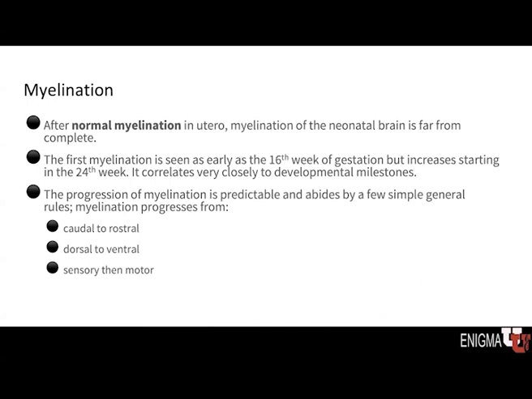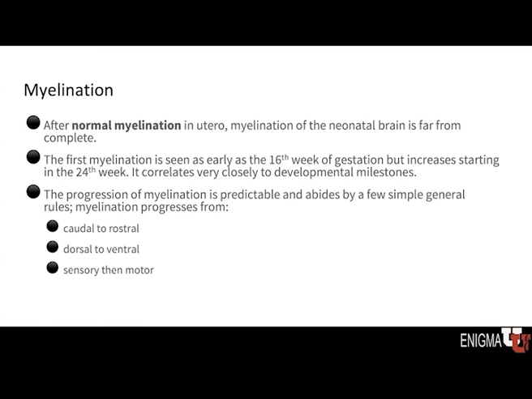Now, the cortex develops in a characteristic fashion, back to front, top to bottom, sensory, then motor. And there's also a characteristic pattern for myelination to occur. We know that myelination starts in utero prior to birth, but even at birth, myelination of the brain is far from complete. We do see this myelination starting at about the 16th week of gestation, but it really starts to increase in week 24. And it also corresponds very closely with developmental milestones.